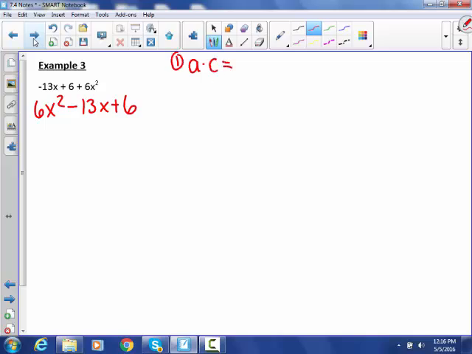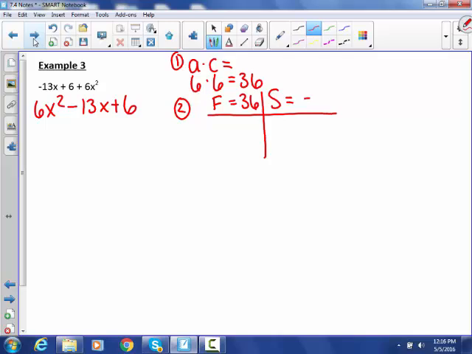6x times 6. Yes, 6 times 6, which is 36. Okay? So my factors need to be equal to 36. But what does my sum need to be? Negative 13. My sum needs to be negative 13.